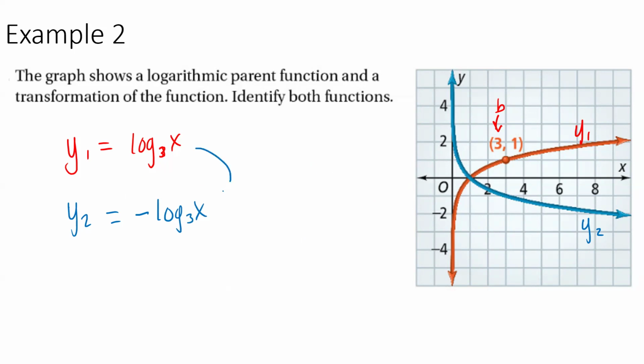And that's because from here to here, we reflected over the x-axis. In order to reflect over the x-axis, your A value has to be negative. Agree?